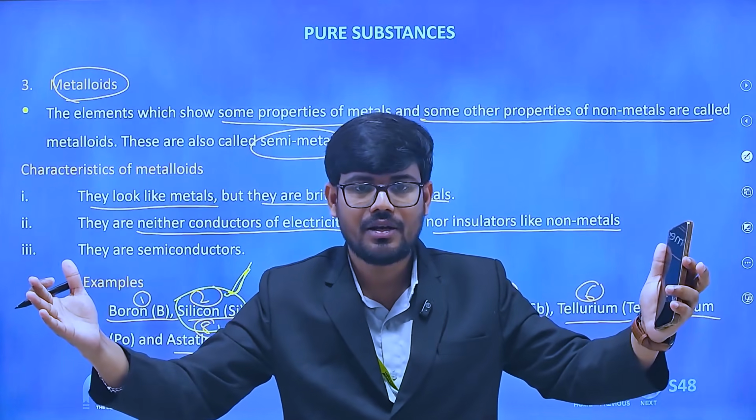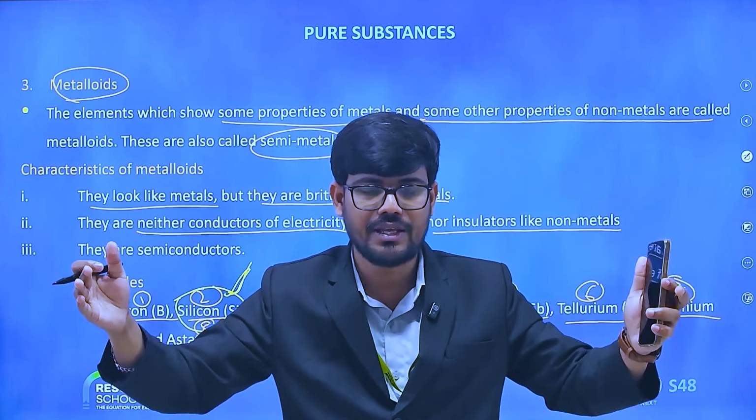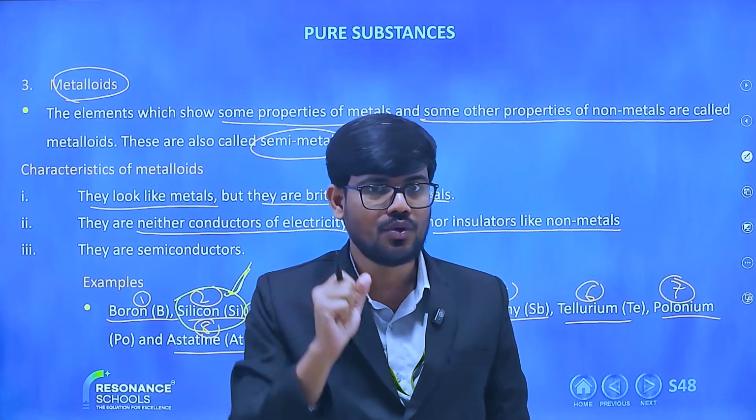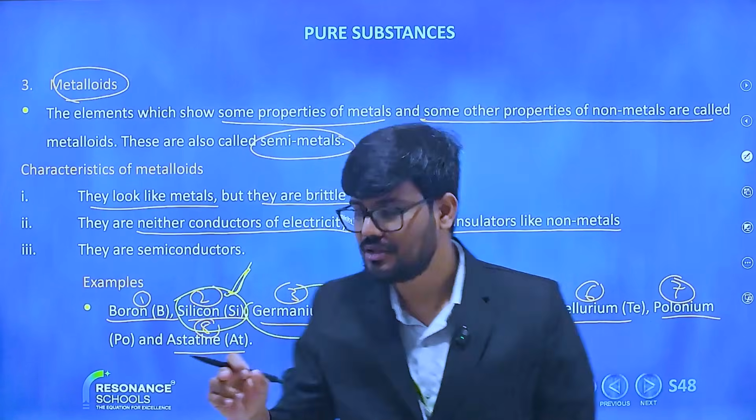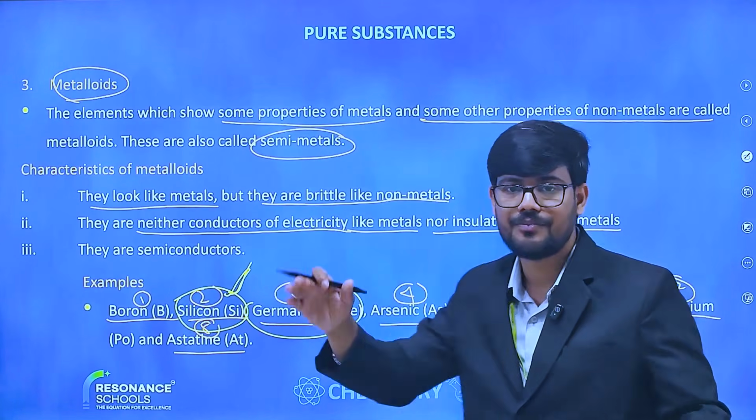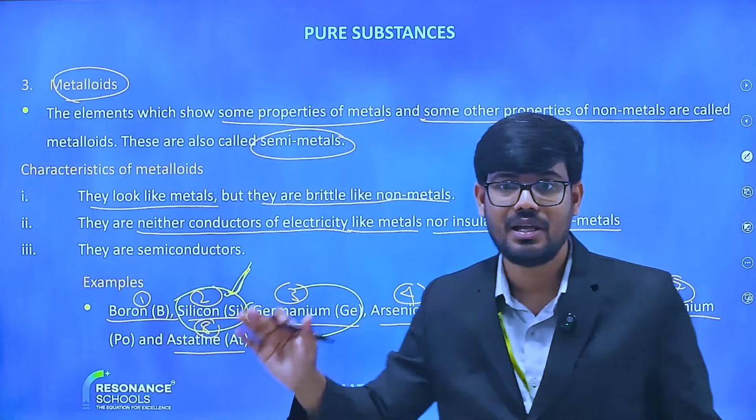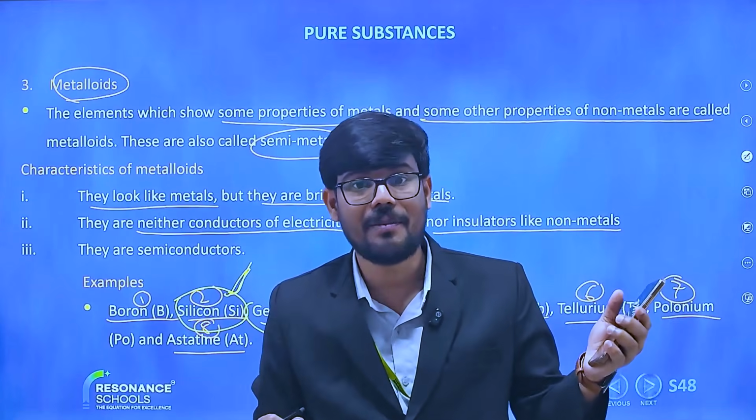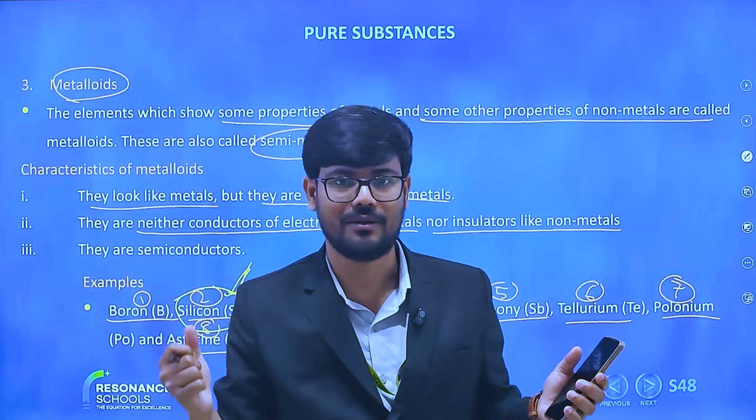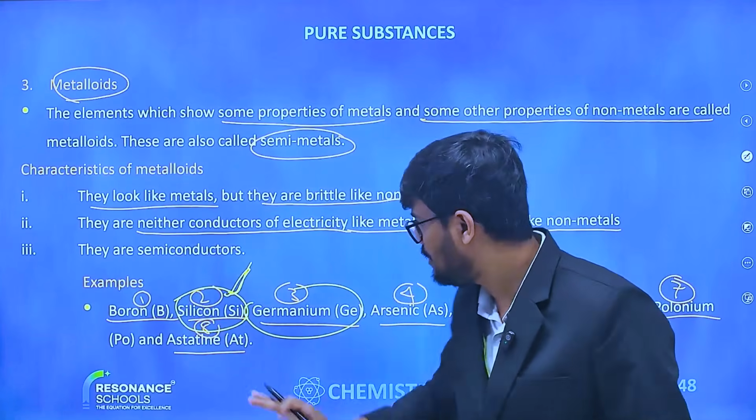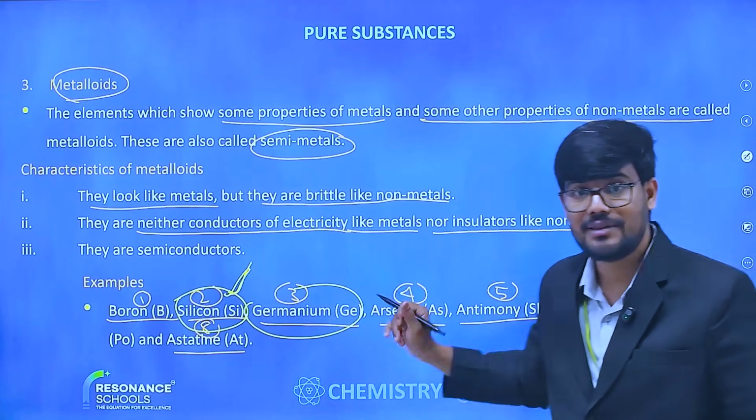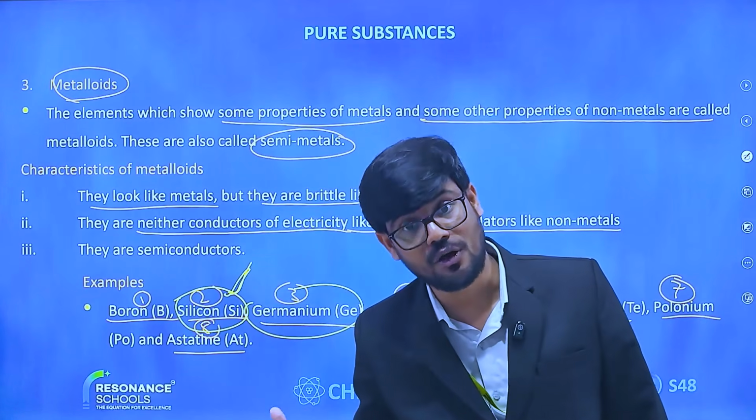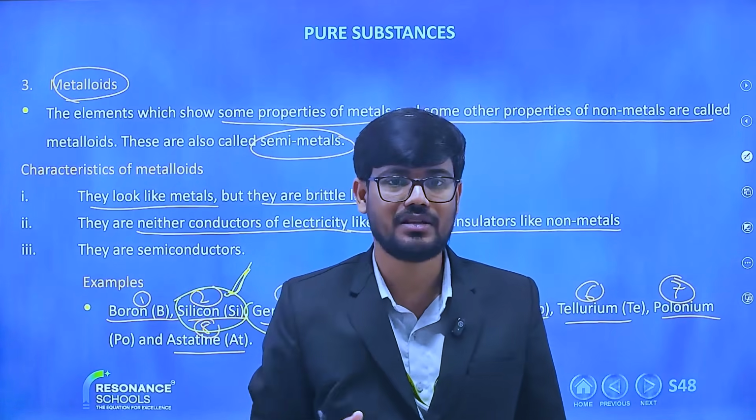Now whenever we observe the periodic table, we have a total of 118 elements. Out of that, whenever we study these 8 elements, they have some properties like metal and some properties like non-metal. Try to understand. So these are the 8 elements. They can show some properties like metal. They can also show some properties like non-metal.